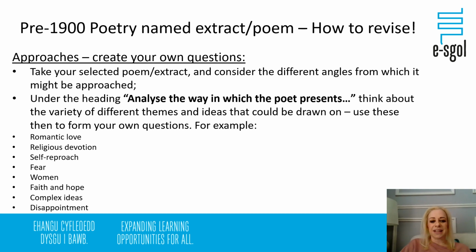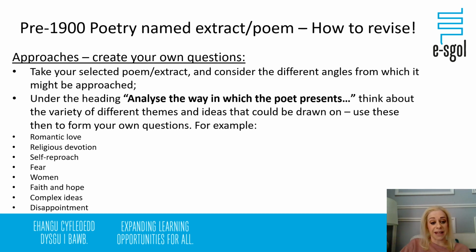So you take your selected poem or extract and consider the different angles from which it might be approached. Under the heading "Analyse the way in which the poet presents", think about the variety of different themes and ideas that are in this poem that could be drawn on. Use these then to form your own questions, and these can be about anything at all. Use the past questions to help you.